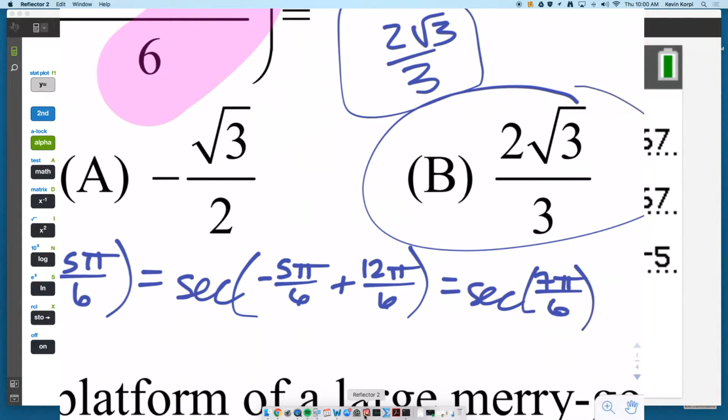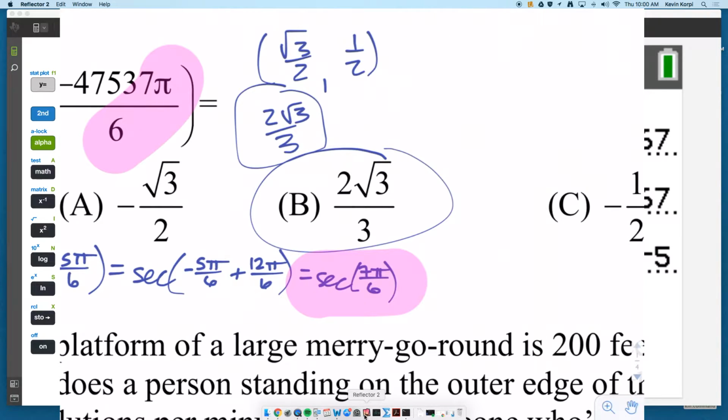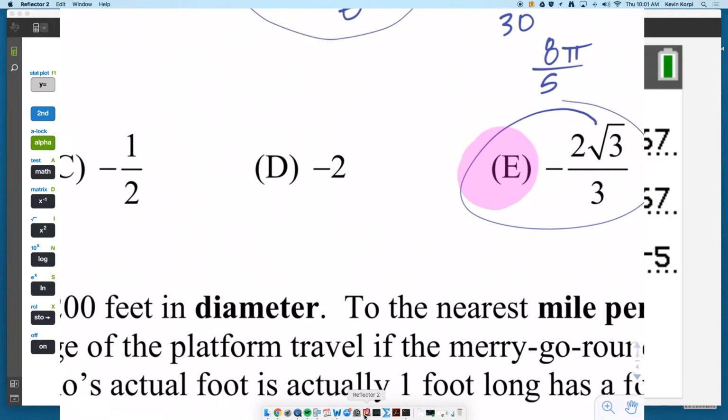And now it's like you're taking one of those timed unit circle quizzes, right? Piece of cake. 7 pi/6 is in which quadrant? 3, where secant and cosine are both negative. So your answer is E, negative 2 square root of 3 over 3.